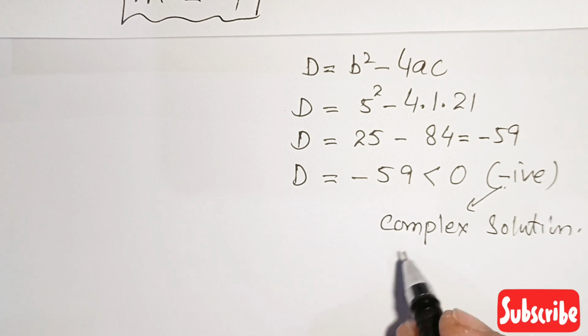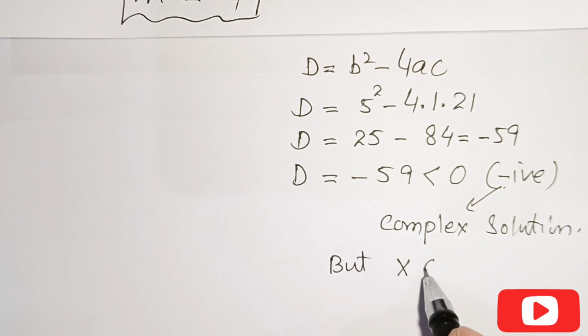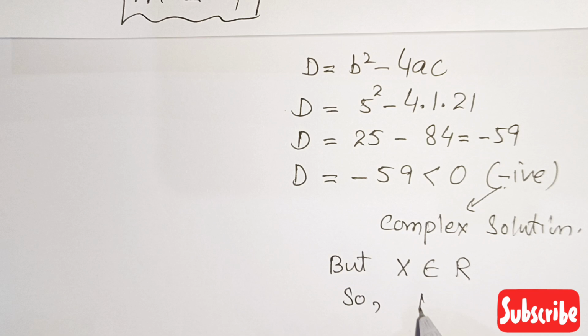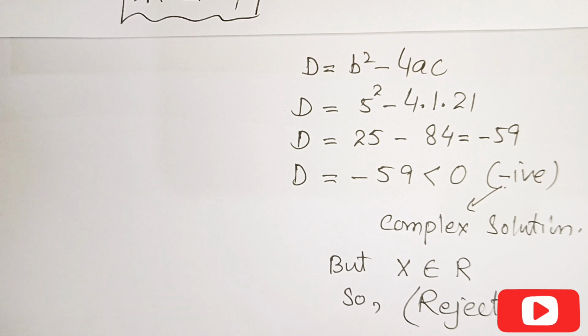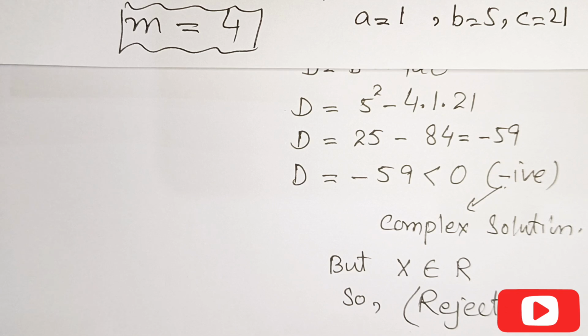but we have to write the value of x, where x is an element of the real numbers. Here we get the complex solution, so it is rejected. This equation is going to be rejected. Now we have to take the value of m, which is real, that is m is equal to 4.